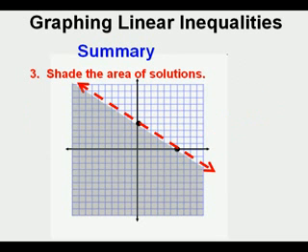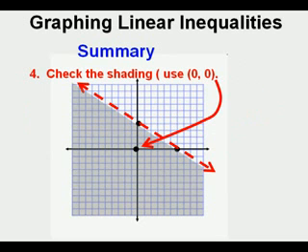Now we shade above or below. Greater than is above the boundary line, and less than is below the boundary line. Finally, we use a point to check if the correct area was shaded. 0, 0 is usually the best coordinate to check, since the calculations are really easy.